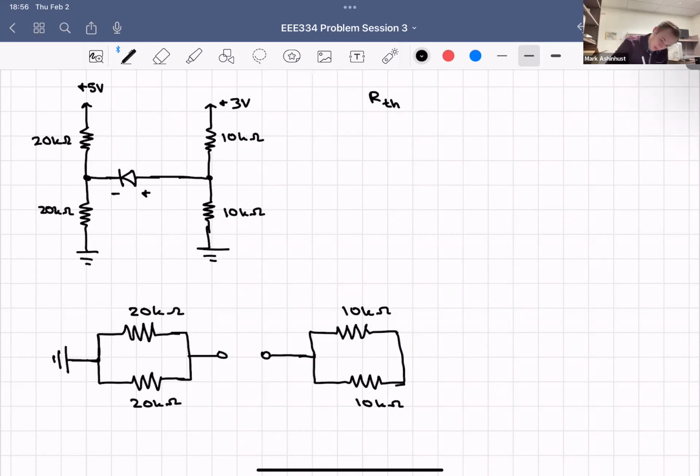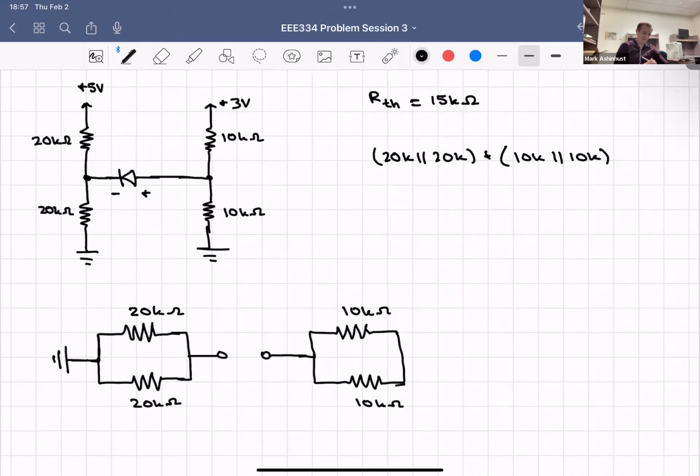So then we have 20K in parallel with 20K plus 10K in parallel with 10K. Two 20K resistors in parallel is equal to 10 kilo ohms, and two 10 kilo ohm resistors in parallel is equal to 5 kilo ohms. So we have 15 kilo. R Thevenin equals 15 kilo. Great, good. We got our Thevenin.